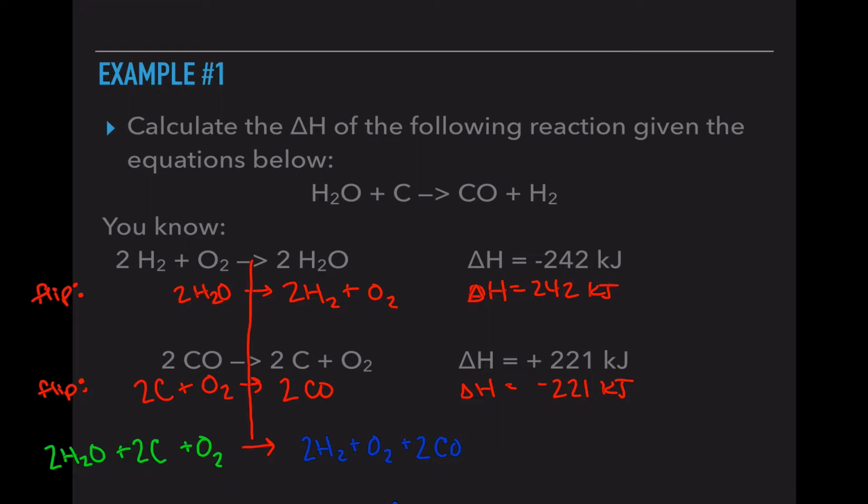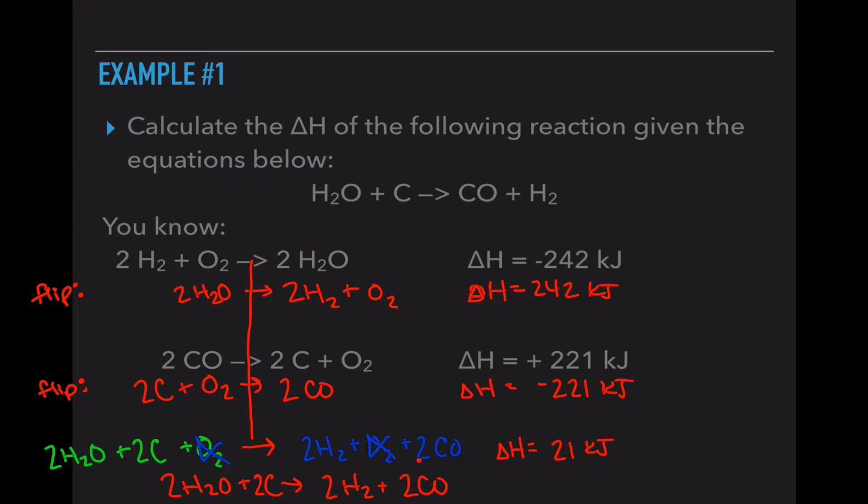Okay, now I want to cancel out anything that's on both sides of the line. So I'm going to cancel this O2 and this O2 because they're on both sides, so they don't really matter. Now I'm going to rewrite this in my original color. 2H2O plus 2C, 2H2 plus 2CO. Okay, and this has a delta H value of 242 minus 221, which is 21 kilojoules.